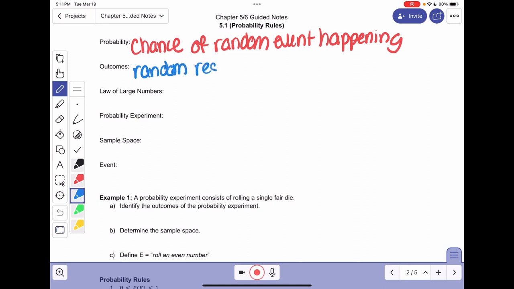So for example, if you flip a coin, you don't know before you flip it if it's going to be heads or tails. So that's a random event. And then probability is just talking about the chances of getting heads or tails, which are the outcomes.